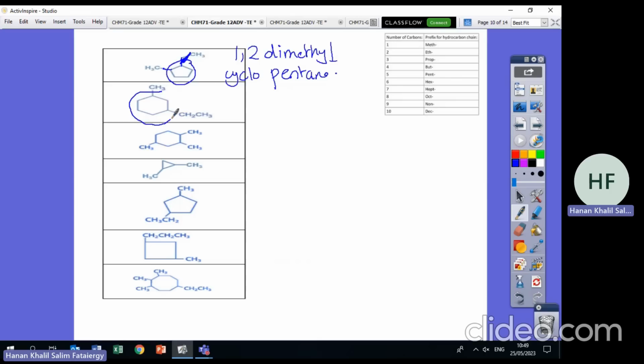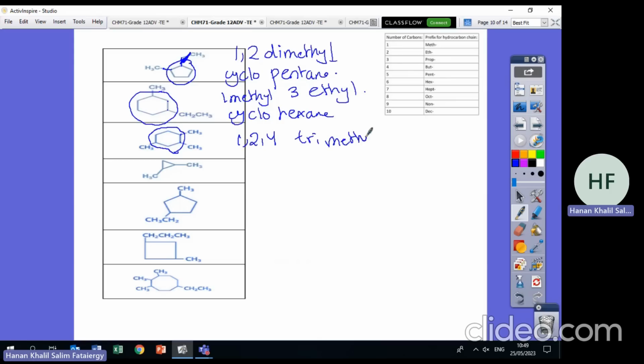Okay, now this one is cyclohexane. At 1 I have methyl, and this is 2, this is 3. At 3 I have ethyl. Okay, now similarly this one. Notice here the branches are the same, so I will combine them. I will say 1,2,4. How many methyls do I have? Trimethyl. And then I will say cyclohexane.